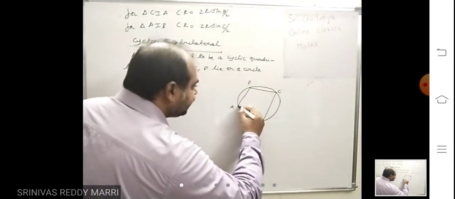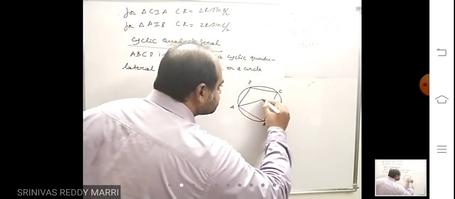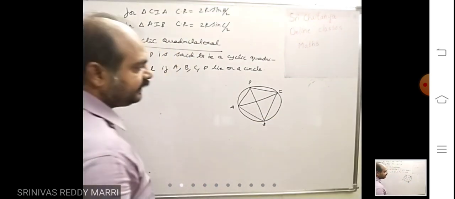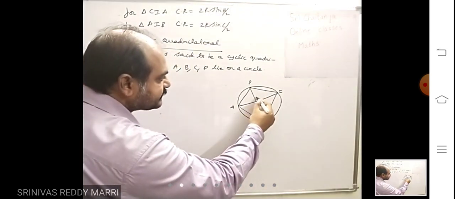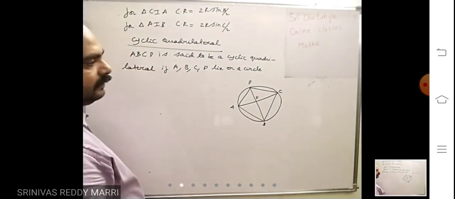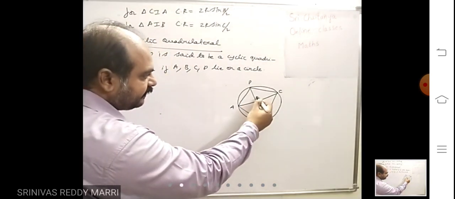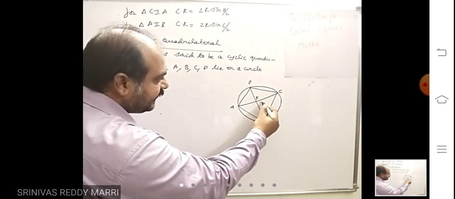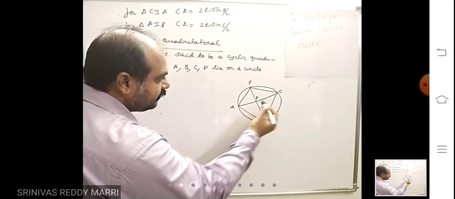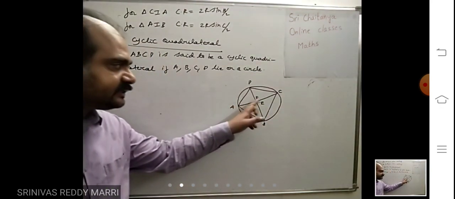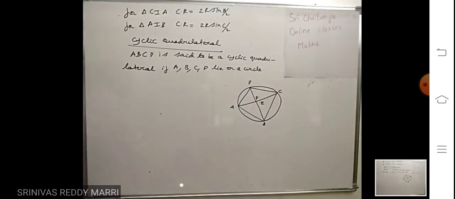Now look at the diagonals. These are the diagonals, so this is AC and this is BD. Let us say they intersect at P. This is the intersection point of the diagonals. Now the center of the circle will be different. Let us say the center of the circle is E. That point and that point P will be different. Not necessarily that both are the same.